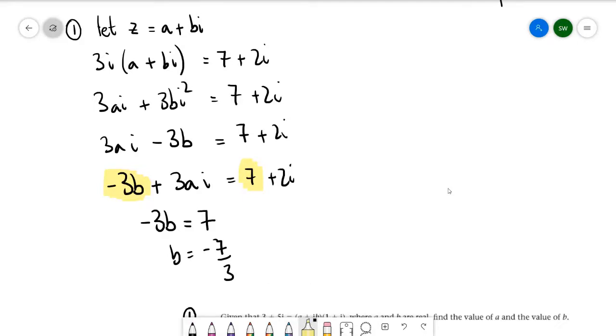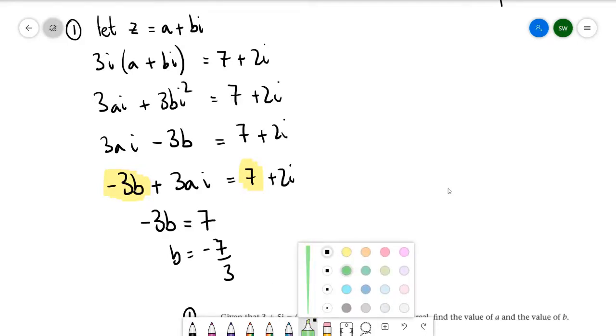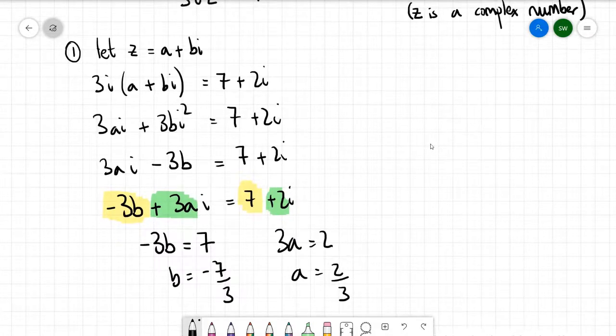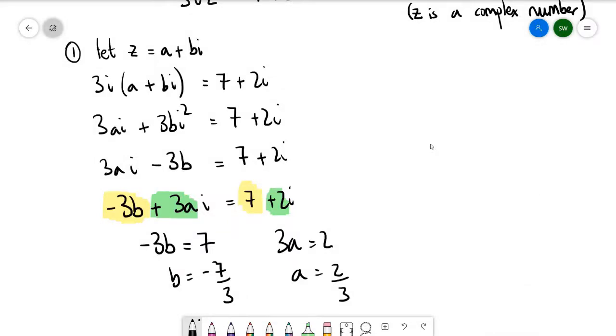And similarly, if we look at the imaginary parts, the coefficient of i on the left-hand side is 3a, and the coefficient of i on the right-hand side is 2, so I know that 3a is equal to 2, so a equals 2 over 3. So that's one way which is really common for people finding a complex number z.